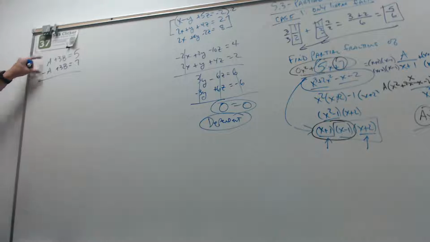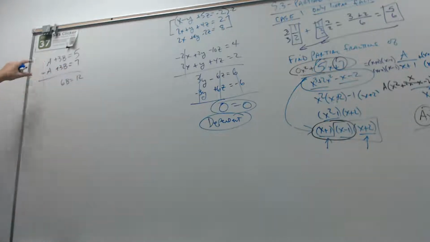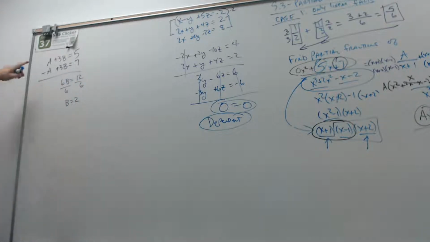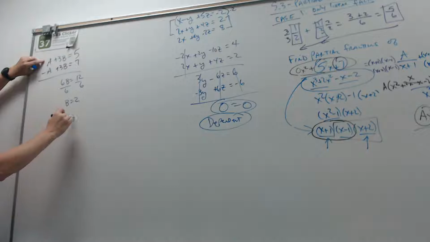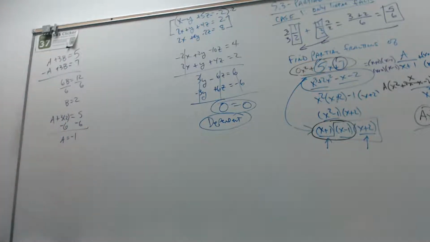The a's cancel. 6b equals 12, actually. And then divided by 6, so b equals 2. Okay, if b equals 2, which one do you want to plug it into? The top one. Top one, a plus 3 times 2 equals 5. 3 times 2 is 6, so subtract 6. A equals negative 1.